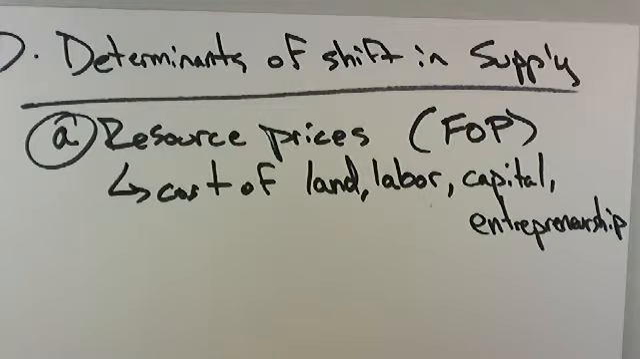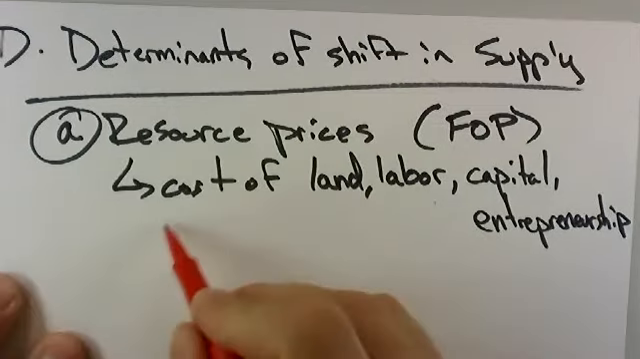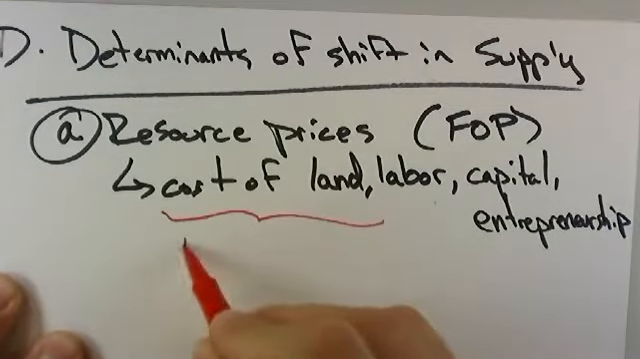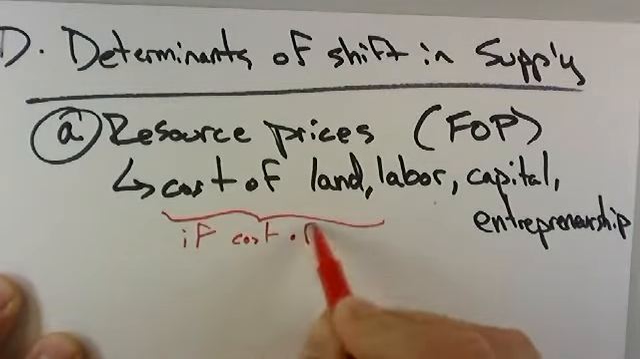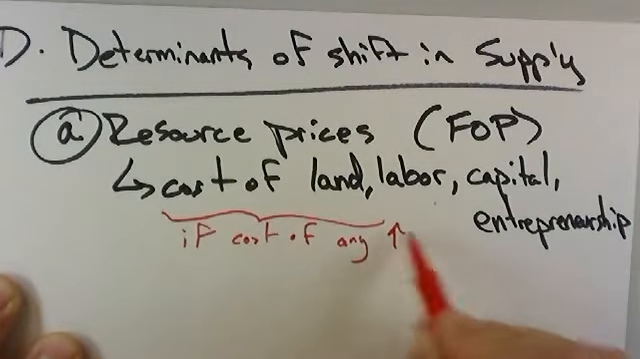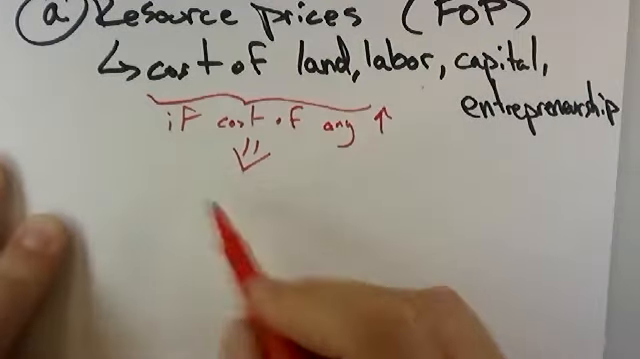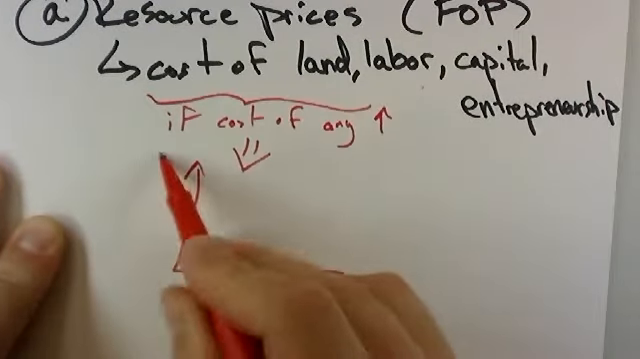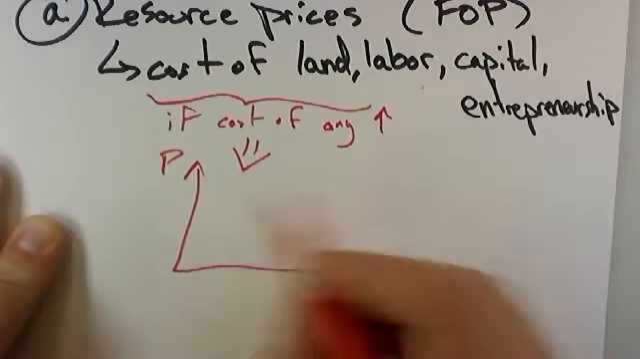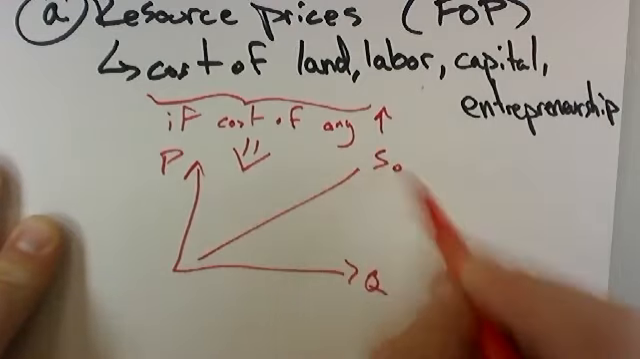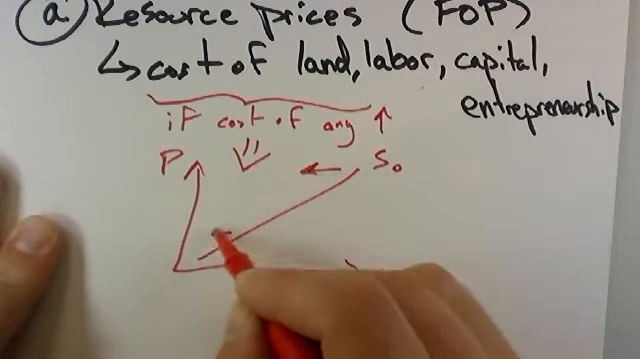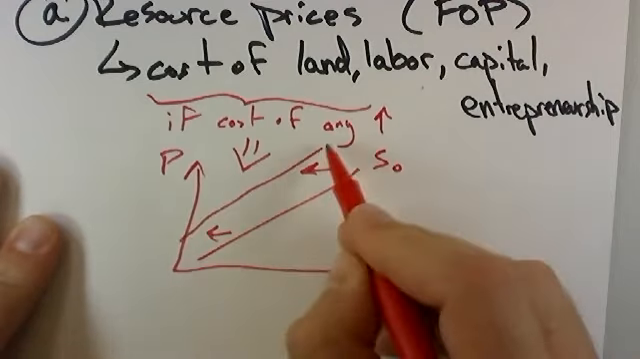And so, you know, if talent becomes more expensive, right, then the supply of a particular economy is going to shrink to the left, okay? So if the cost of any of these increases, right, then what ends up happening is that supply curve for the market is going to shrink, right? It's going to shift to the left.